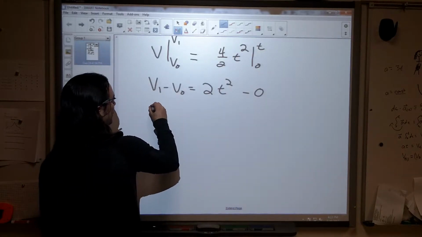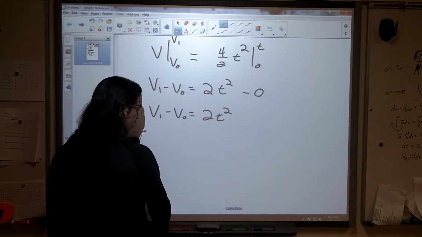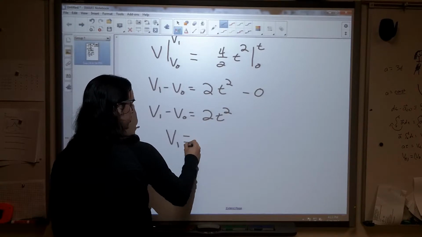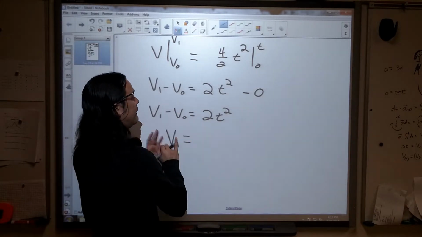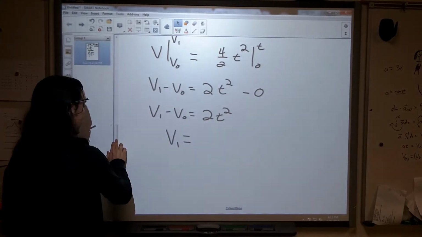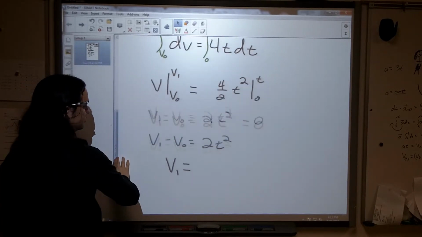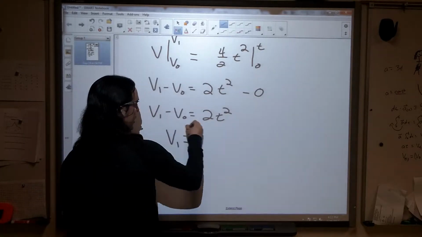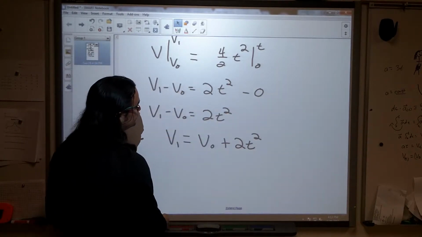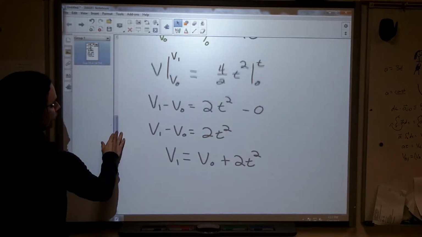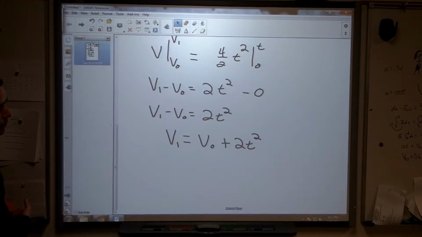So anyway, we end up with the following. V final minus v initial equals 2t squared. So we would end up with the following equation. My first equation, the one that comes first on our equation sheet that I gave you, if it weren't constant acceleration and instead our acceleration were equal to 4t, not a constant, this would be what our first equation would look like. I add the initial velocity over here plus 2t squared. That's what we would end up with.